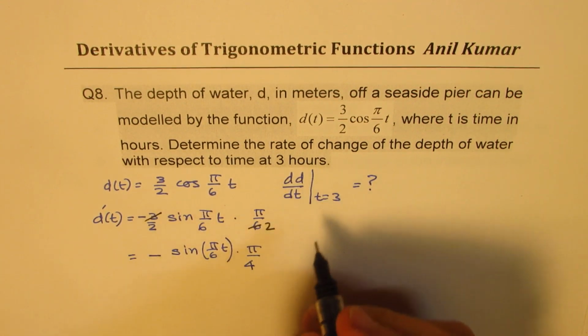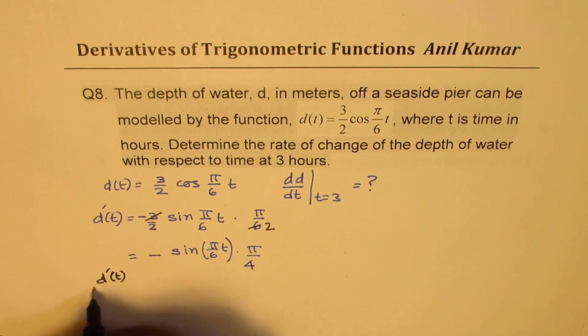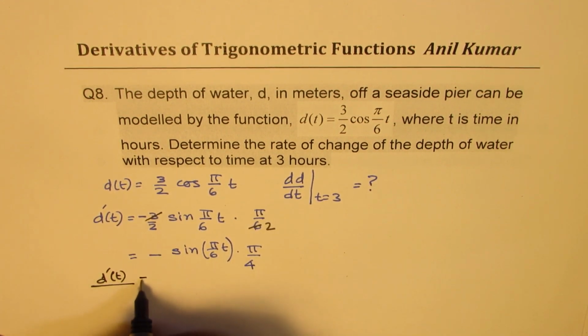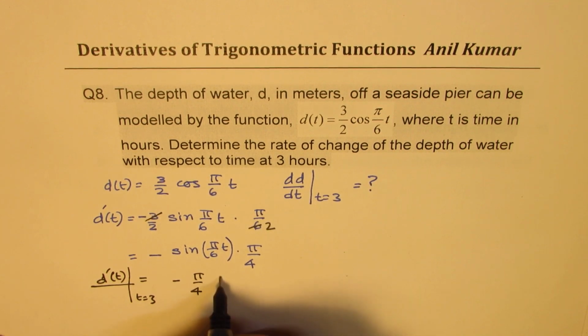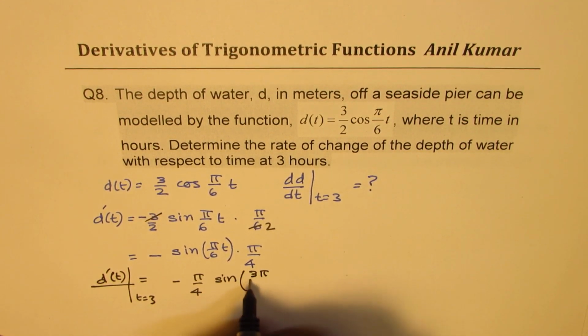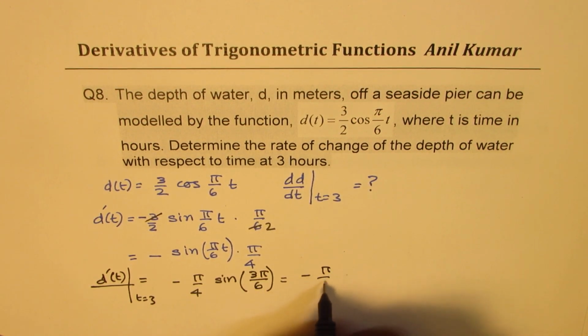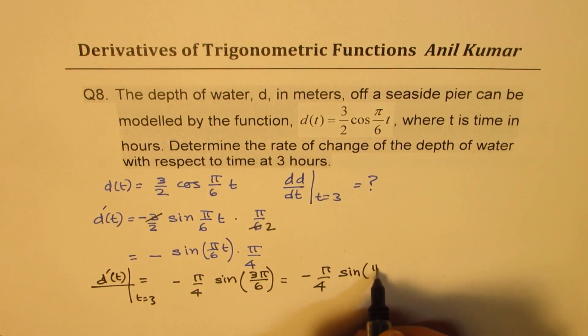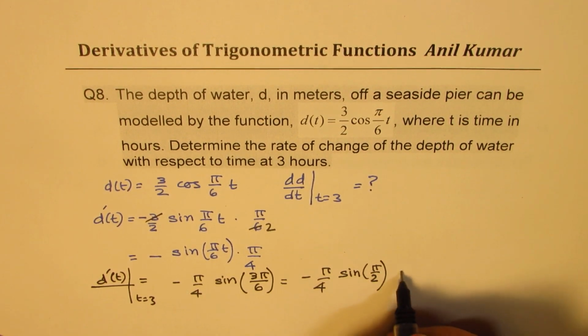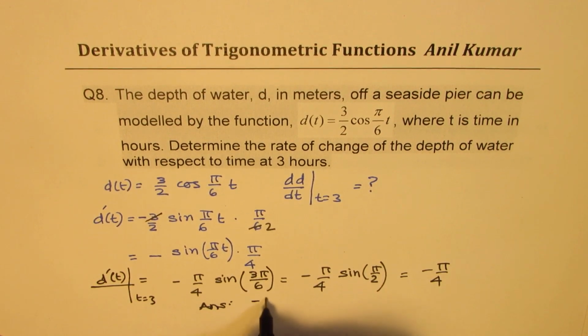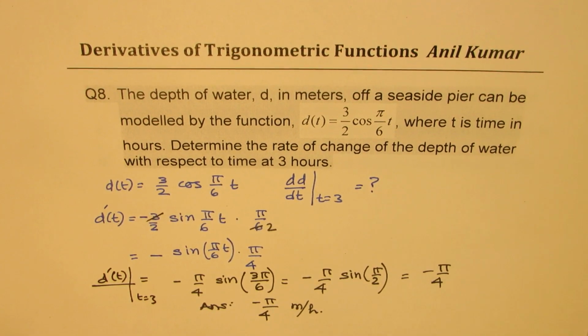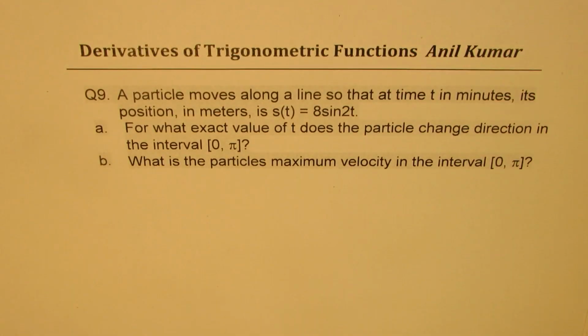Now we can find the derivative, correct? At this at t equals to 3. T equals to 3. So just substitute 3 here. So we get minus pi by 4 sine 3 pi by 6, which is minus pi by 4. Now sine pi by 2. Right? Sine pi by 2 is 1, as you know. So we get minus pi by 4 as our answer. So the answer here is minus pi by 4 meters per hour. Now units are very important in these examples, correct? Let's move on and take the last question here, which is question number 9.